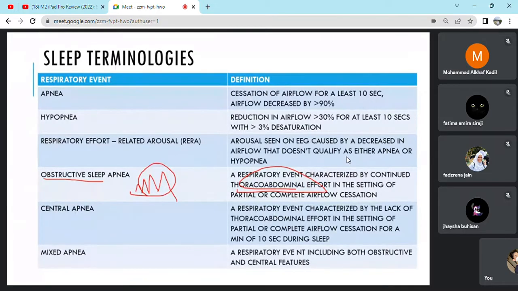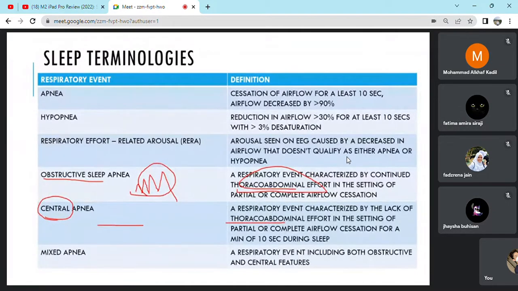While in your central apnea, nagkakaroon ka na ng apneic episodes. However, you will not actually see thoracoabdominal efforts. Kaya wala kang marirecord na movements coming from your abdomen and coming from your thoracic cage. Okay, so that's actually a very big difference when you talk about your central sleep apnea or central apnea that you see. Why? Because the problem here is usually related to the brain.